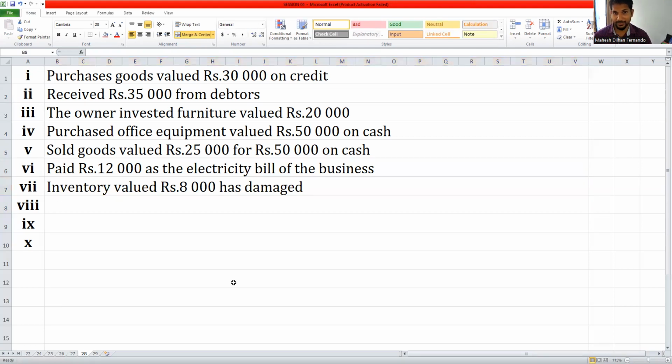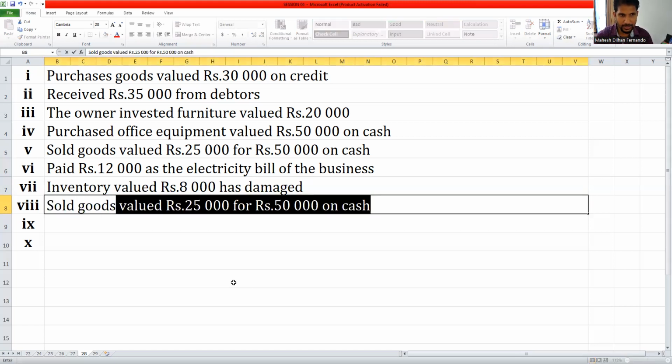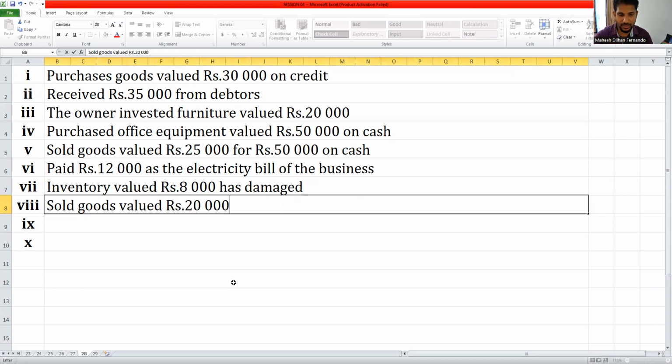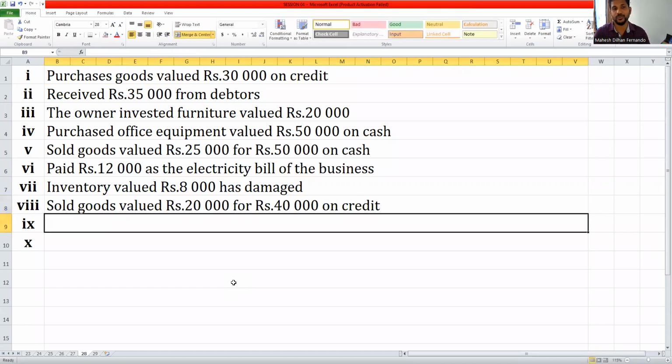Number 8, inventory minus 20, debtors plus 40, capital plus 20. It's a sale. But once you see the debtors, you have to say it is a credit sale. So how to describe it? Sold goods valued rupees 20,000 for rupees 40,000 on credit. You have to mention the basis of the transaction. It's a credit sale.